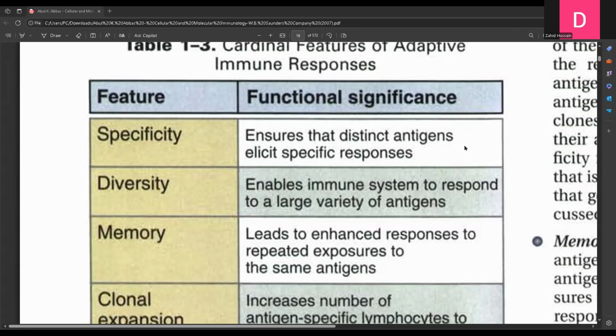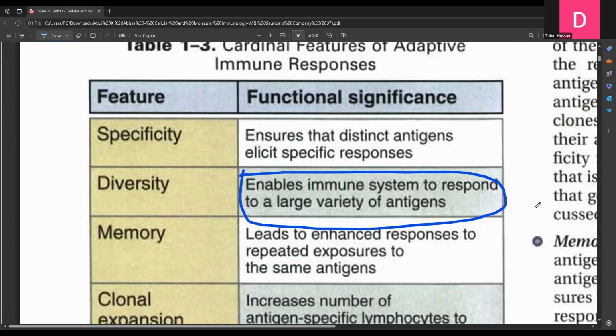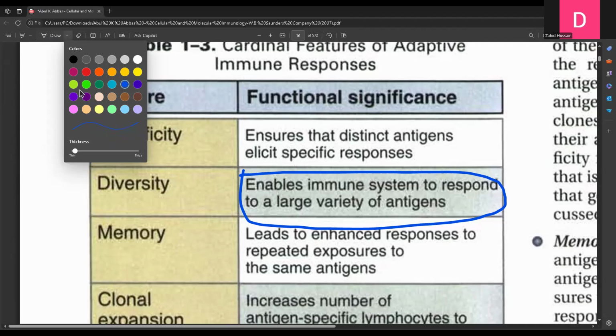So the adaptive immune response shows specificity, and the second feature is diversity, which enables the immune system to respond to a large variety of antigens. In the adaptive immune response, our immune system can produce 10 raised to the power 8, or 100 million, different types of antibodies. It means that our immune system has the ability to recognize 100 million different types of antigens. So it is very rich and diverse, and it can recognize diverse antigens.